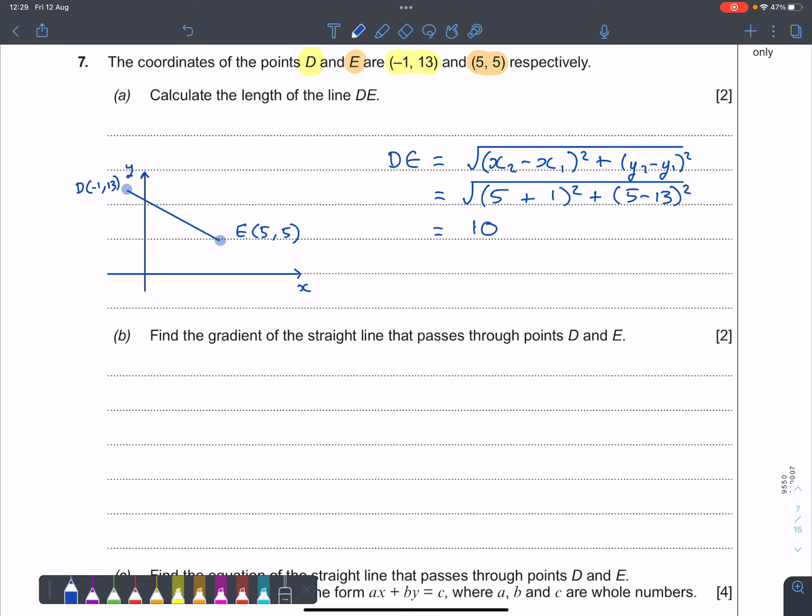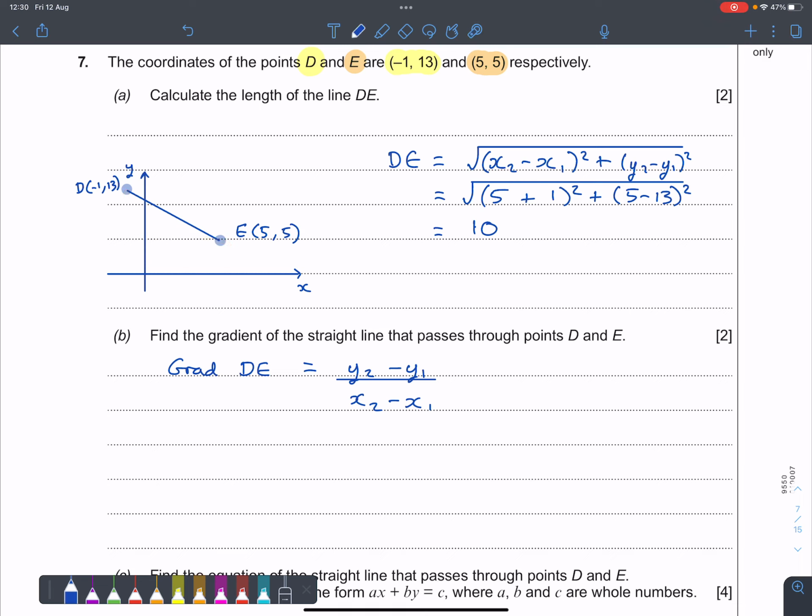Okay, part b. Find the gradient of the straight line that passes through the points D and E. This is where the diagram helps us out because we can see from the diagram that we have a negative gradient. So our answer here should be negative. In order to find the gradient of the line that passes through D and E, that's going to be the same as the gradient of the line segment that I've just drawn, which is the difference in the y values over the difference in the x values. The difference in the y values is the height, and the difference in the x values is the width. So it's height over width, or rise over run, however you normally would say it.